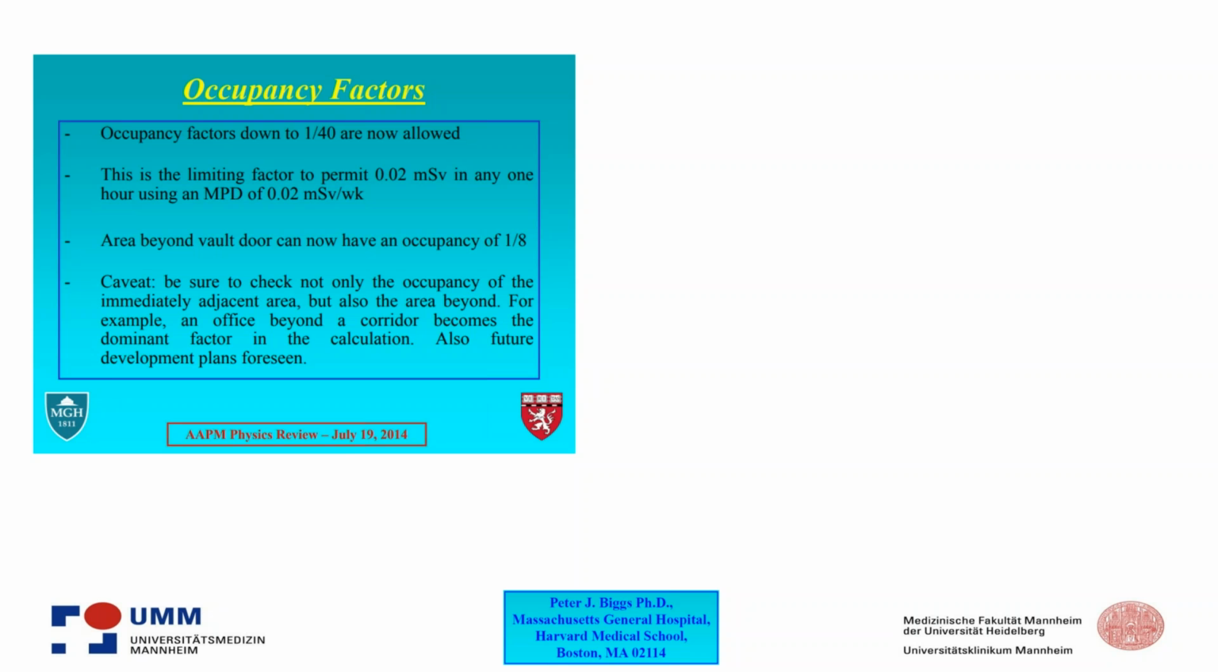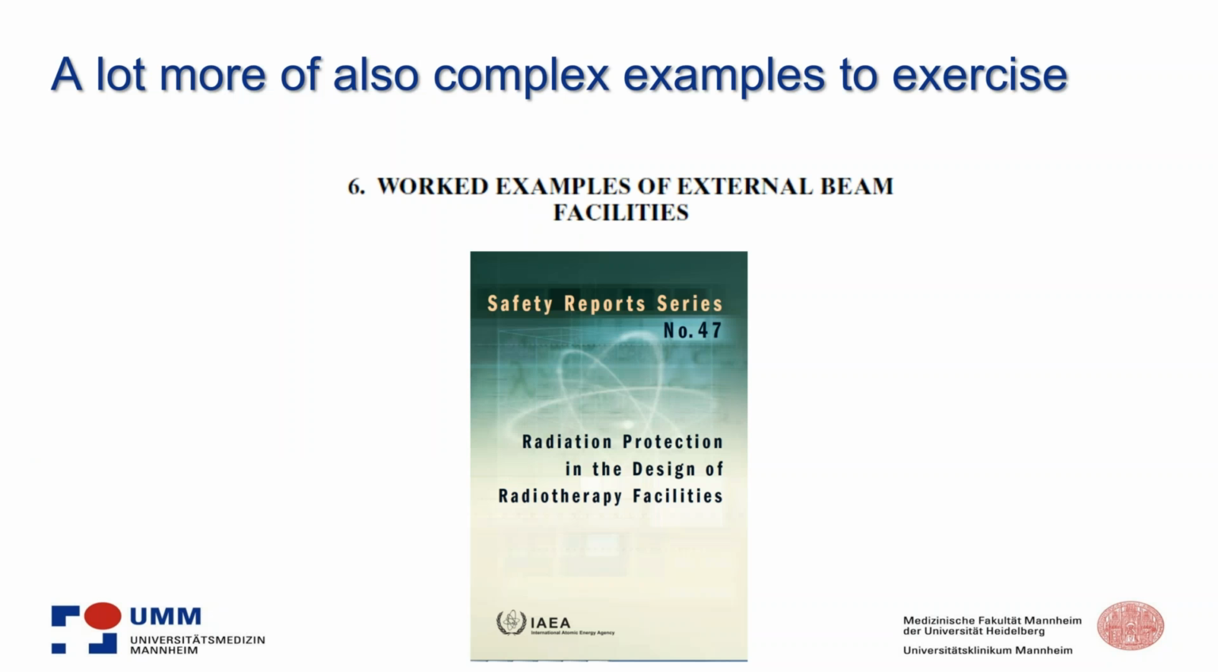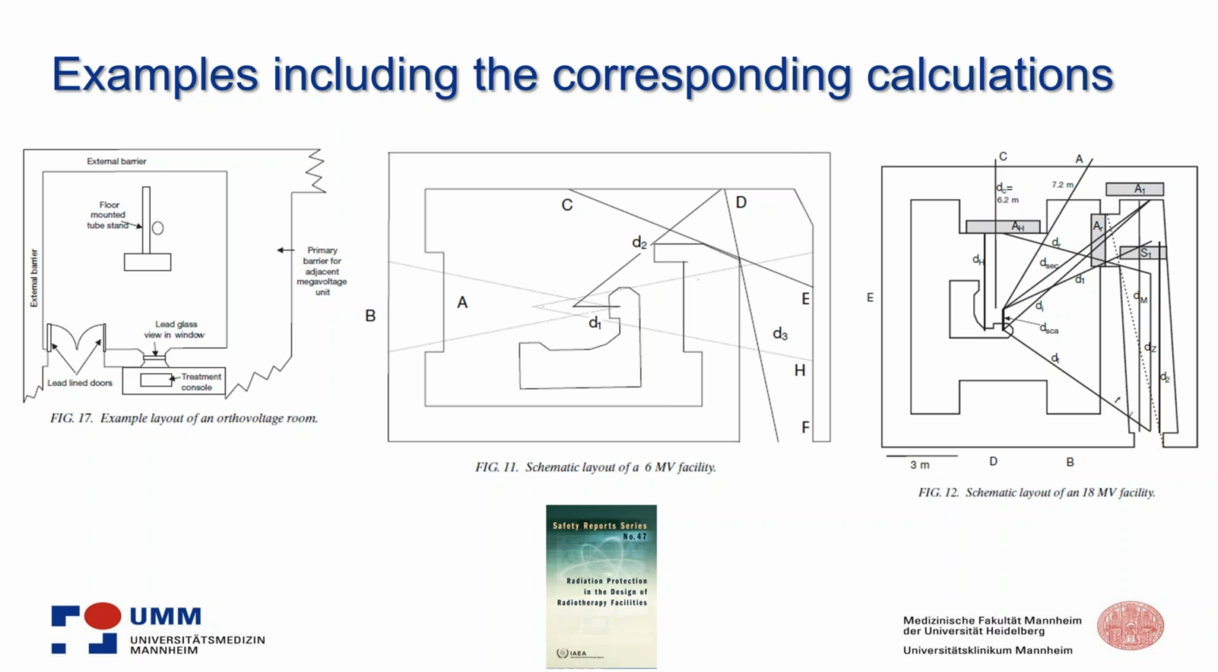I have later on a short diagram showing how it works, and a lot of more complex examples regarding the different shielding situations. You have very nice corresponding calculations in the safety report 47 from the IAEA. It's a very good and very detailed example. Here you have examples for an orthovolt room and for different bunkers for high and low energy machines.